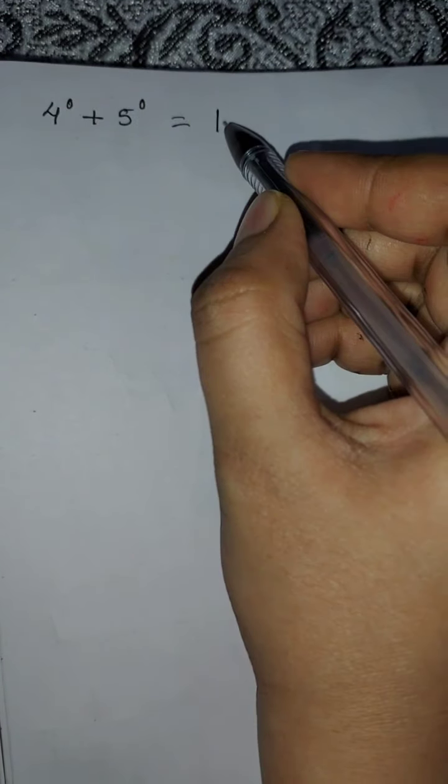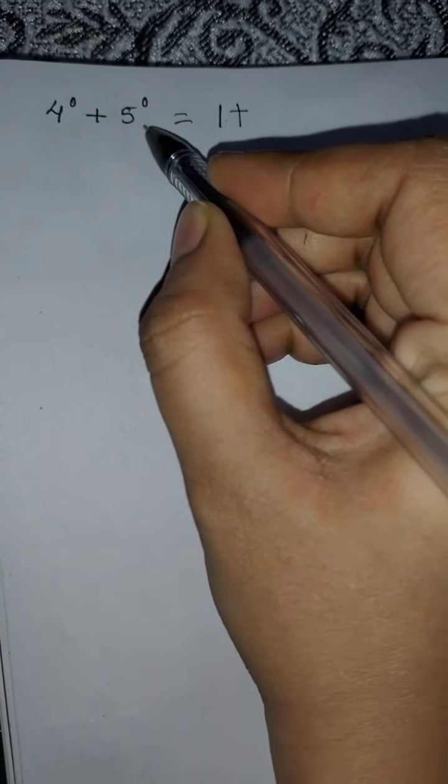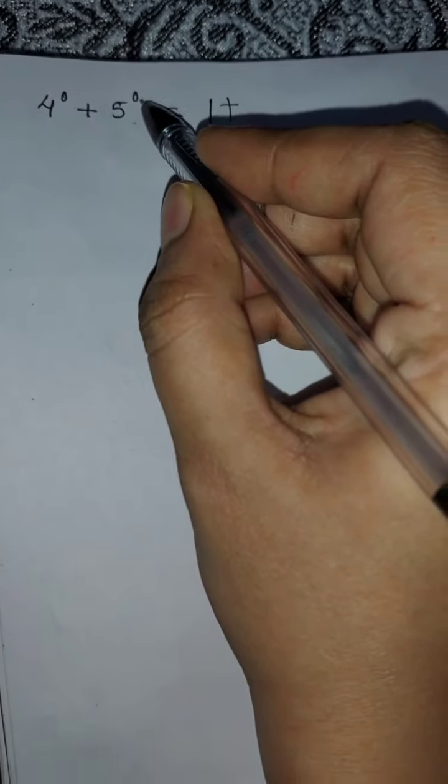Then we have plus 5 in the center. So you will write there plus 5, plus 5 raised to the power again what? 0. So again 1 will be written there. So what will be the answer? 2.